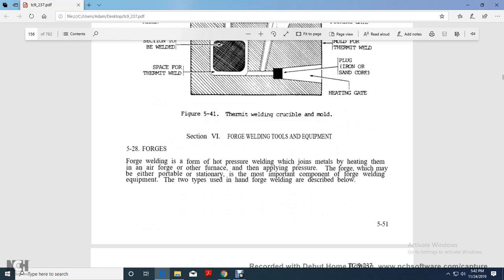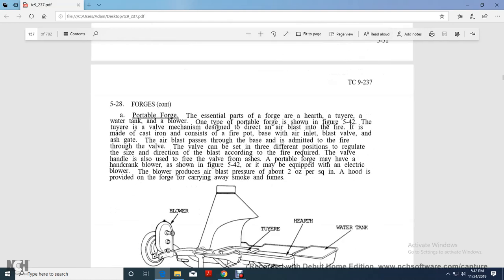All right, forges. Forge welding is a form of hot pressure welding which joins metals by heating them in an air forge or other furnace, then applying pressure. The forge, which may be either portable or stationary, is the most important component of forge welding equipment. Two types are used: the hand forge, described below. A portable forge essentially consists of a hearth, tuyere, water tank, and a blower. One type of portable forge is shown in figure 542.